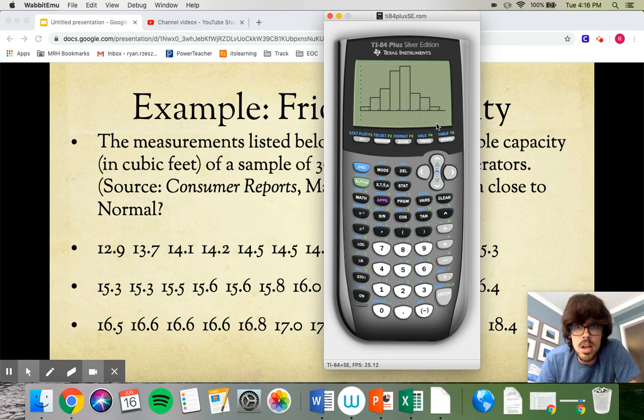Is it perfect? No, of course not. But when you take a sample from a normal population, you don't automatically get a perfectly normal sample, especially when you have smaller data sets.